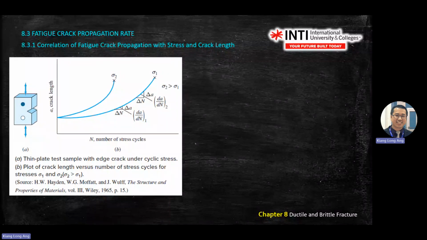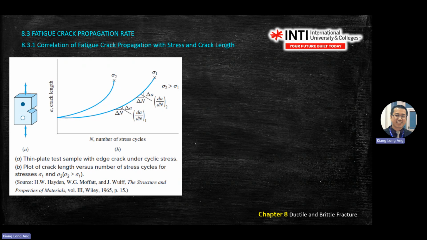We'll revise a little bit on the S-N graph. This one is crack length on the y-axis versus number of cycles. So if you have this kind of sample, and you're pulling with tensile loading and compressive loading, so the arrow will be up and down. Assuming stress number 2 is larger than stress number 1.